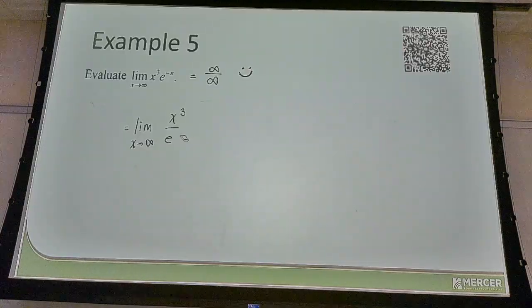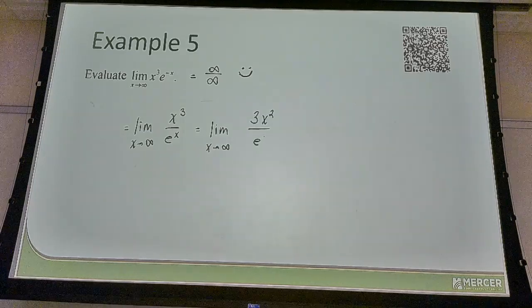First, let's write it as x cubed over e to the x. What's the derivative of the numerator? 6x squared. What about the denominator? e to the x. What happens?